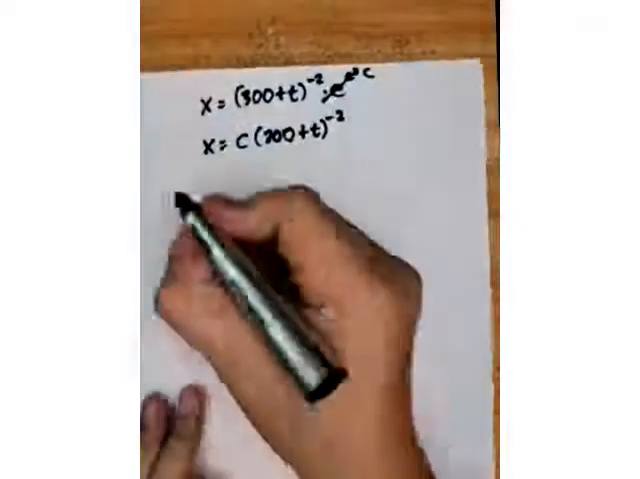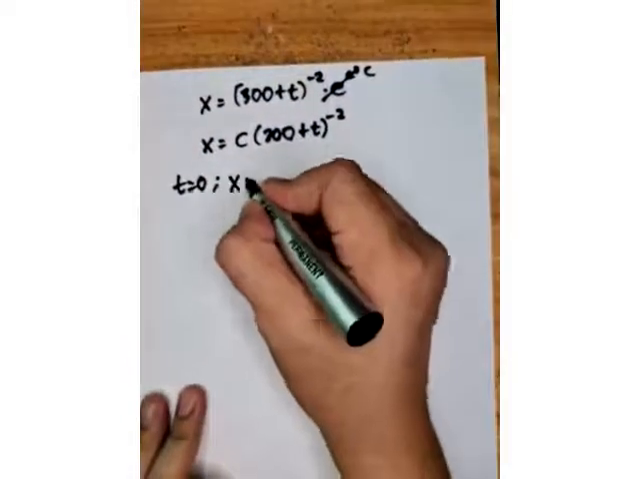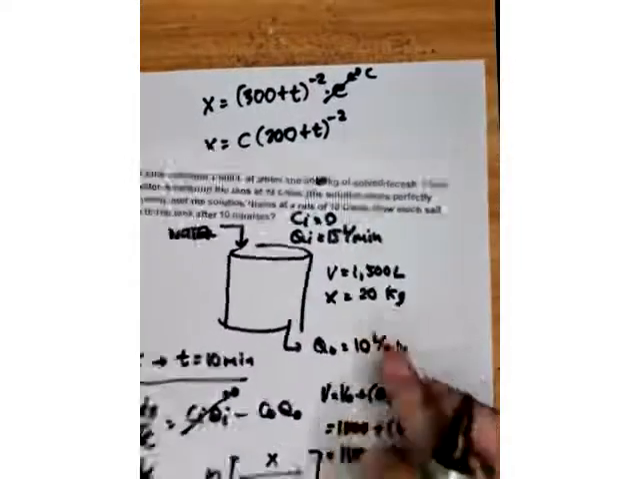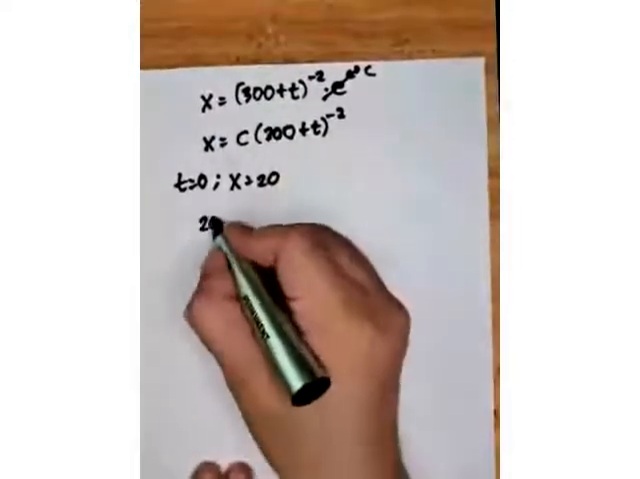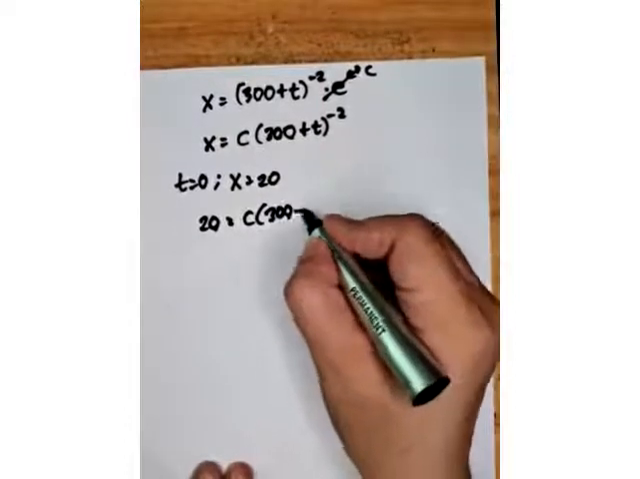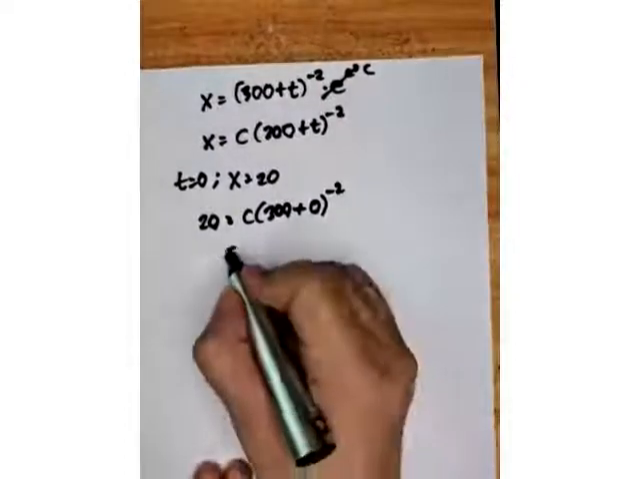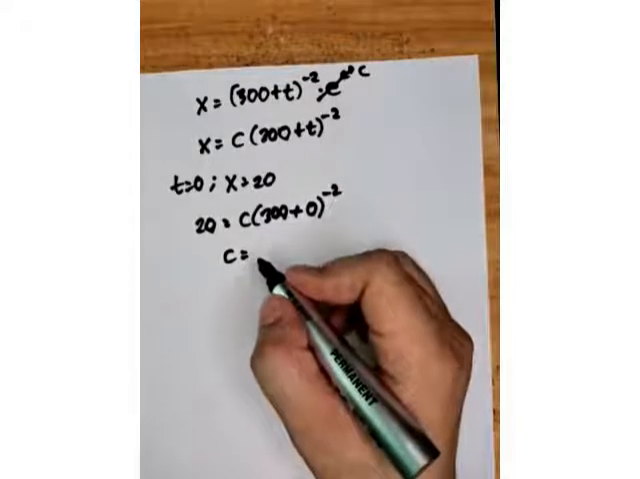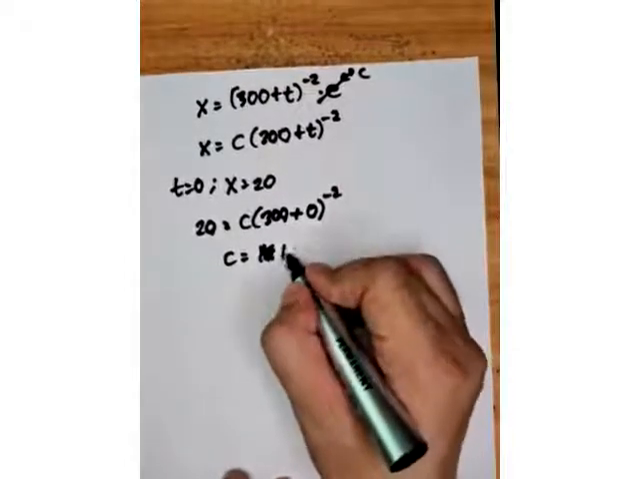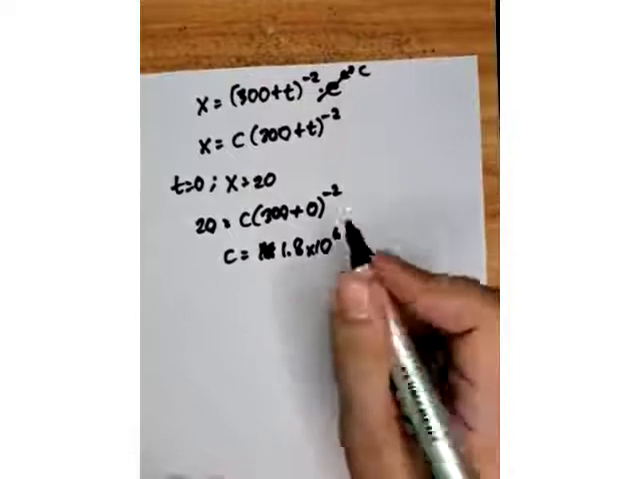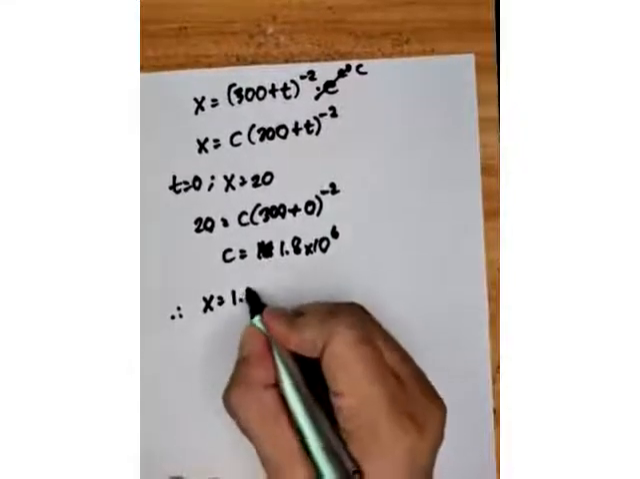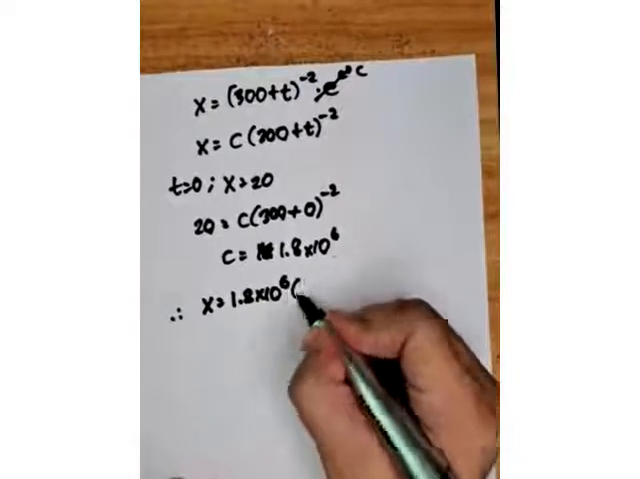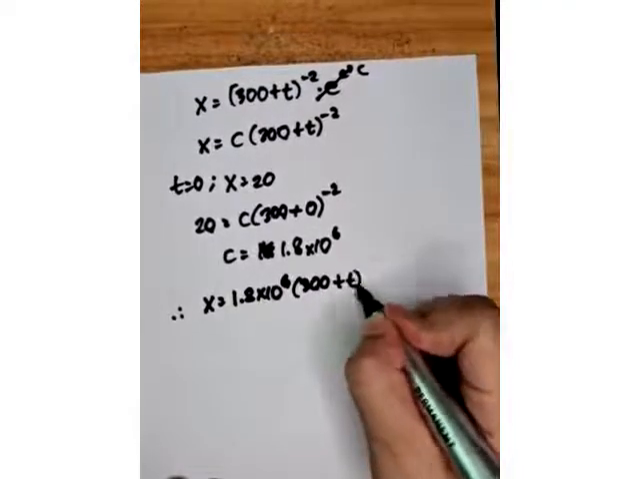So at t is equal to 0, so what is the amount of substance in the tank? So meron tayong initial amount which is 20. So 20 is equal to c times 300 plus 0 raised to negative 2. So c is equal to 20 times 300 squared. So that's 1.8 million, 1.8 times 10 raised to 6. So therefore, x is equal to 1.8 times 10 raised to 6 times 300 plus t raised to negative 2.